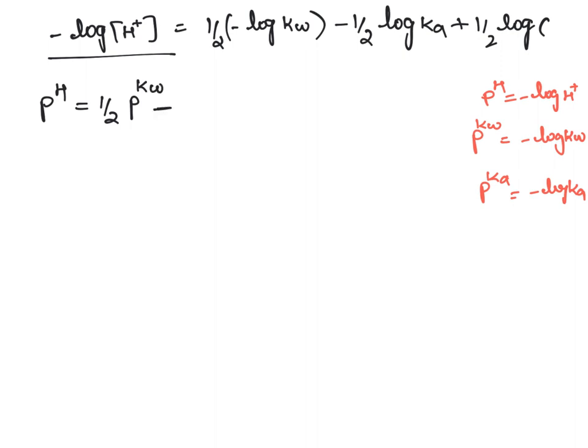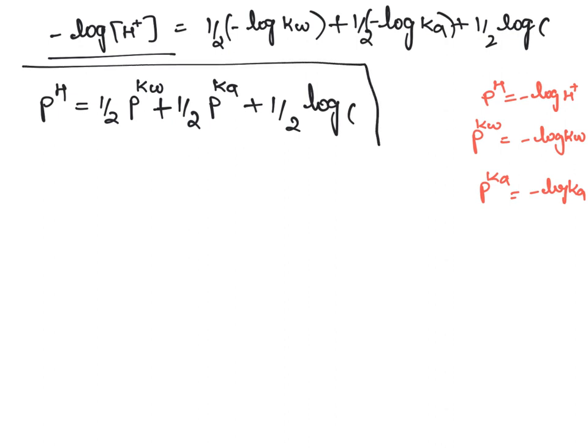minus, so it is minus log K, so I can write in this fashion, because minus into minus, plus. So it becomes plus 1 by 2 and minus log Ka equal to pKa plus 1 by 2 log C. So this is the pH expression for salt of weak acid and strong base.